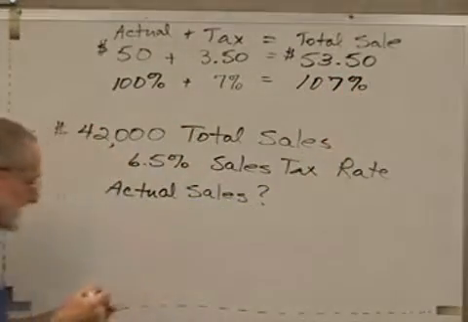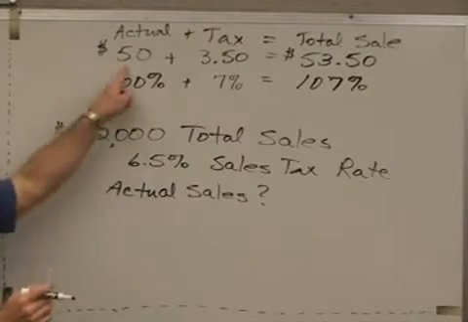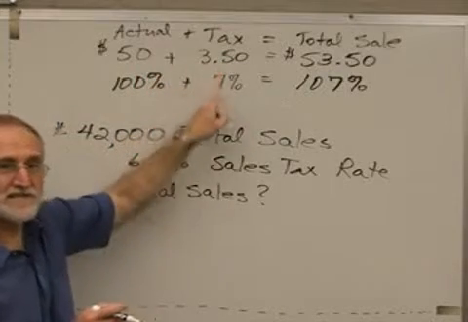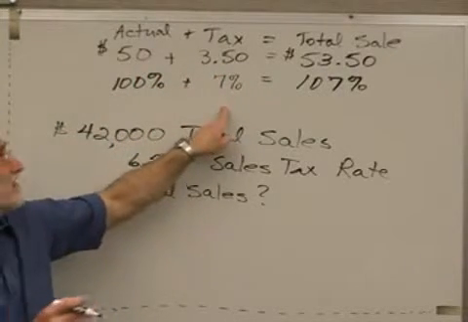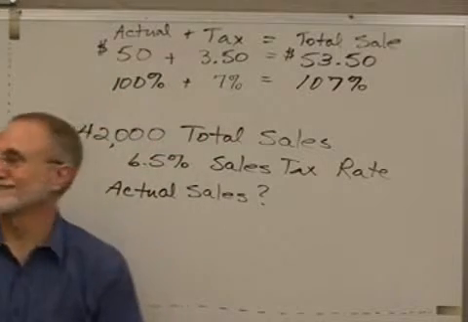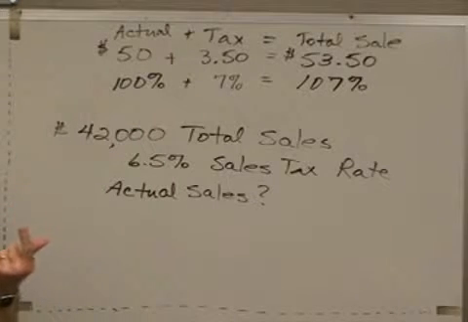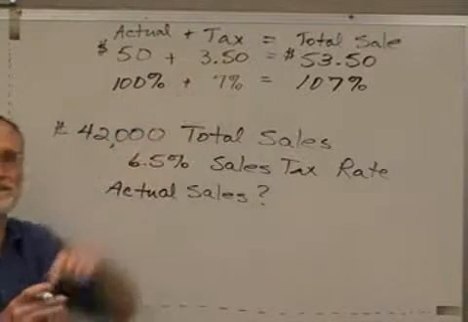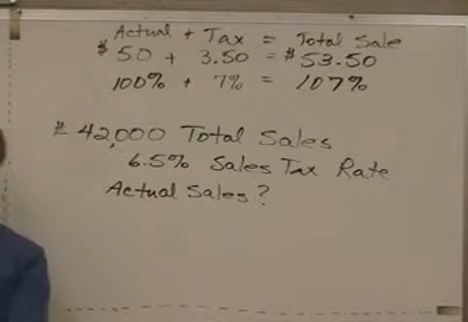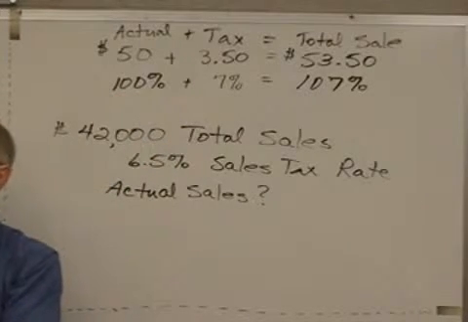This is exactly like percent increase, isn't it? If 50 goes up to 53.50, that's an actual increase of $3.50. We take that and divide it by 50, and we get 7%. That's a 7% increase, a 7% sales tax. We increased our cost by 7%. Now, how does that feel? Anybody have questions about that? That's how we figure sales tax. That's the process we're all familiar with.